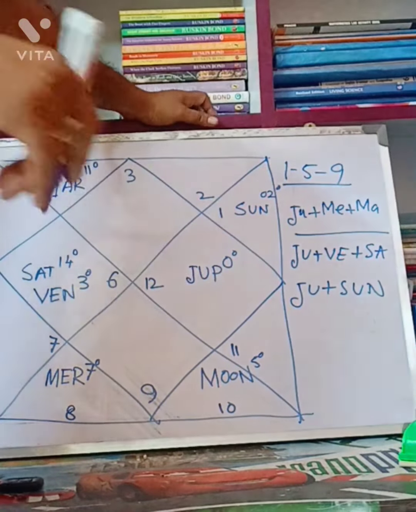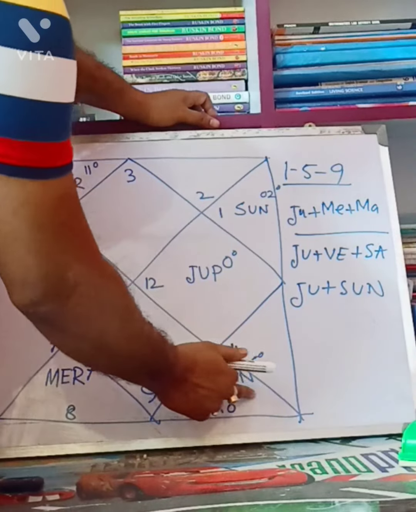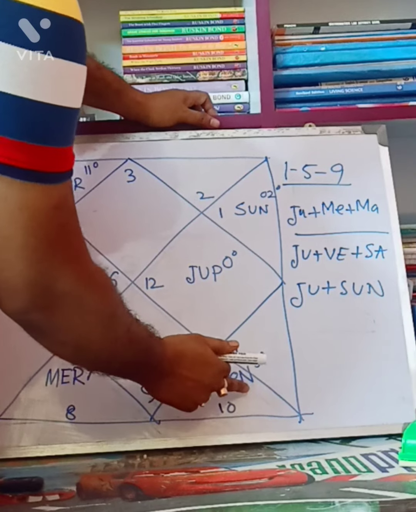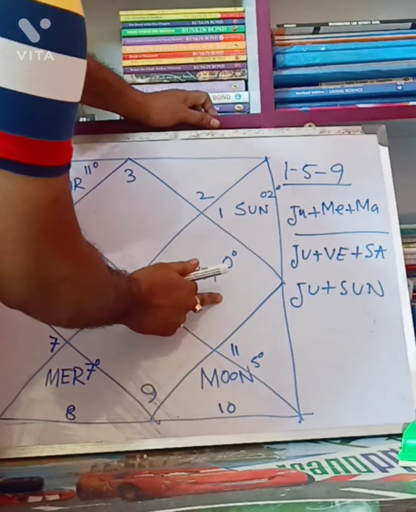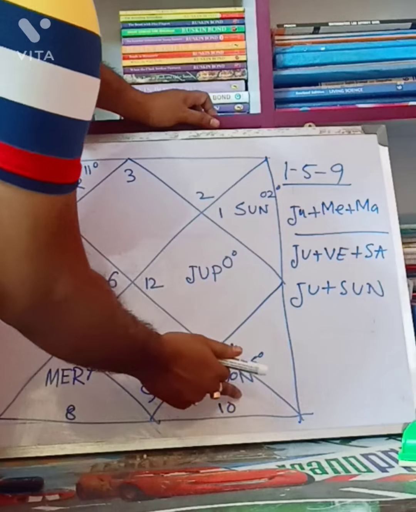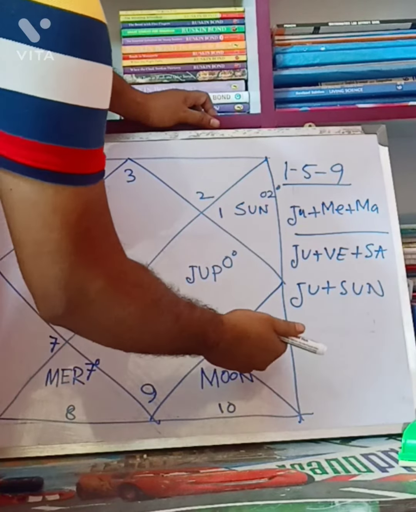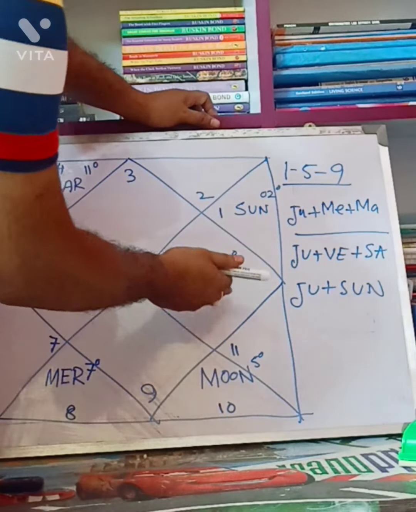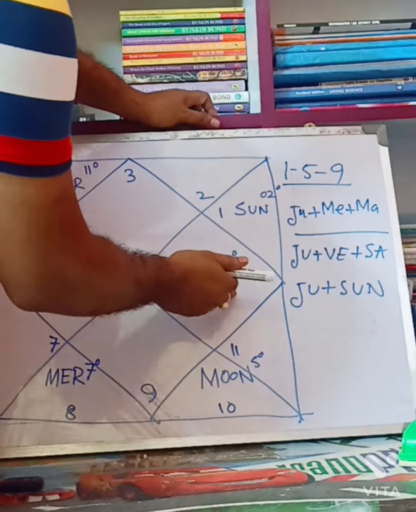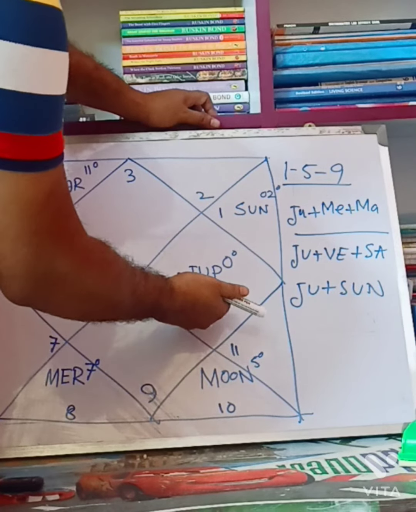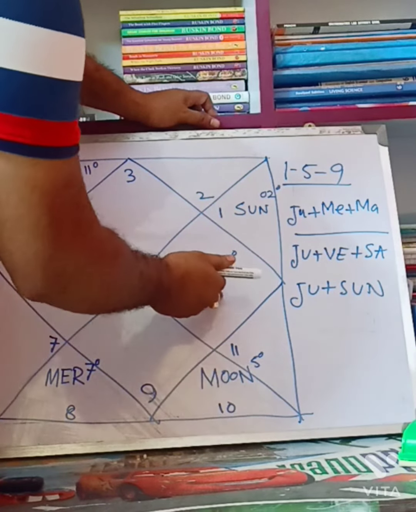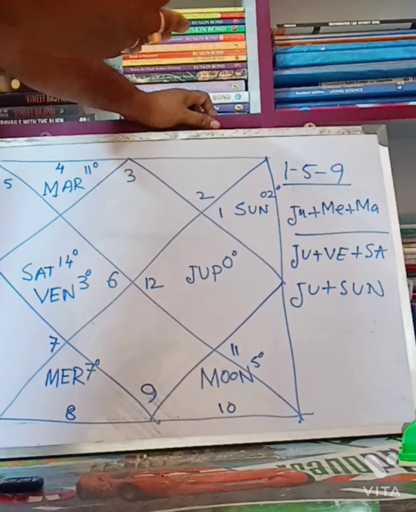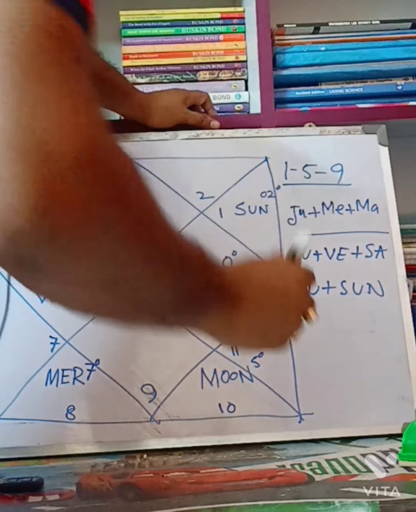Now the 3-11 connection. If we count from here, 1, 2, 3. So Moon here, and from Moon there is Jupiter at 3. Two houses ahead of Moon, here at the 3rd house, from Moon, here is Jupiter. So Jupiter and Moon are making connection through the 3-11 connection.